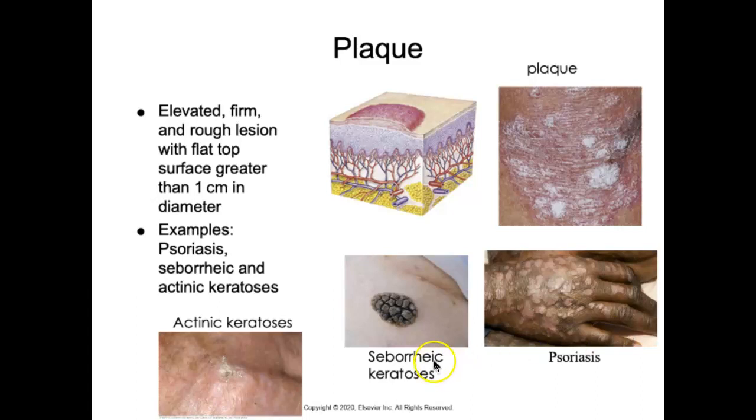So moving on, we also have an example here of seborrheic keratoses, and you could see it's kind of like clumps, or like it looks like it's cracked. And also actinic keratosis, where you can kind of see a little bit of a raising over here.